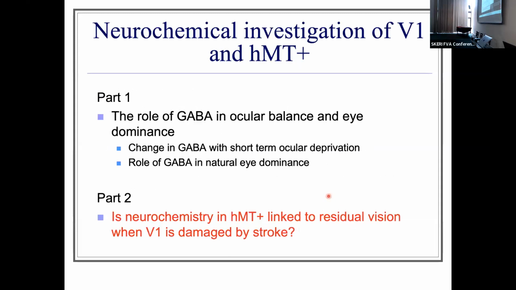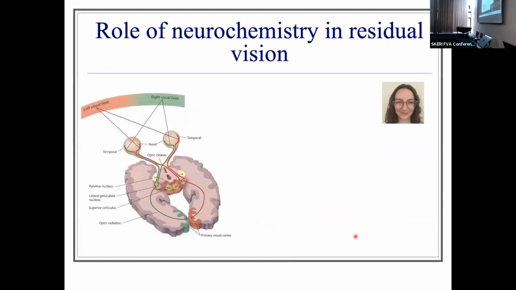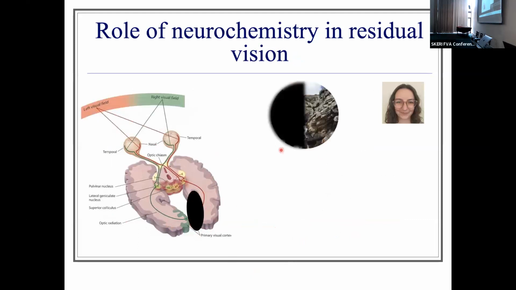So the next part, which is very quick, is looking at what happens to the neurochemistry, now not in V1, but in area MT, when V1 has been damaged by a stroke. You're all very familiar with this. This is primary visual cortex. If we have a stroke that affects the primary visual cortex, essentially you're going to lose the vision on one side of the world.